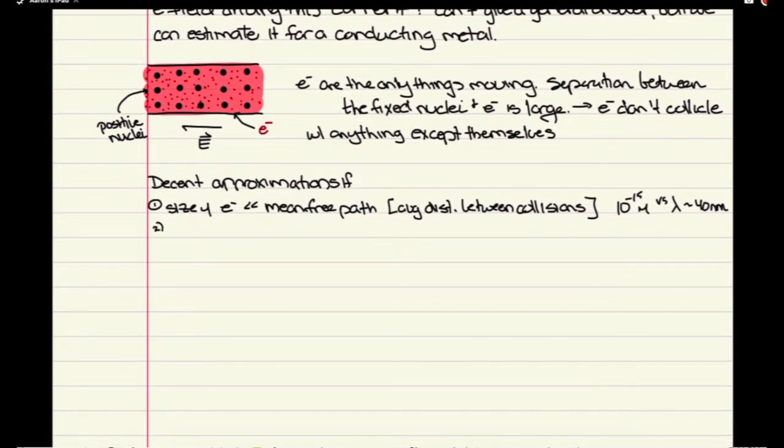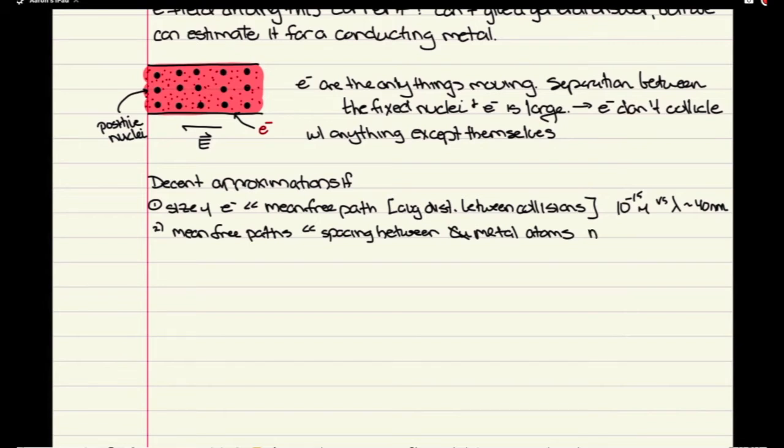And the second approximation that helps justify this is that these mean free paths are smaller than the spacing between the copper atoms, or I'll say the metal atoms.